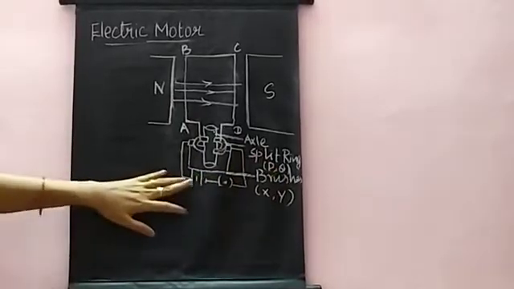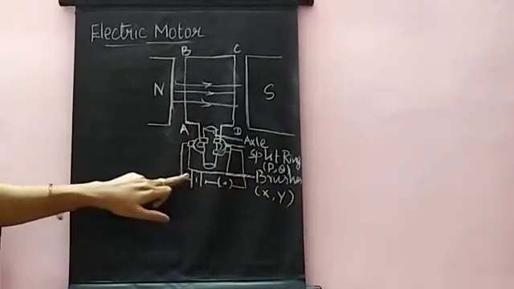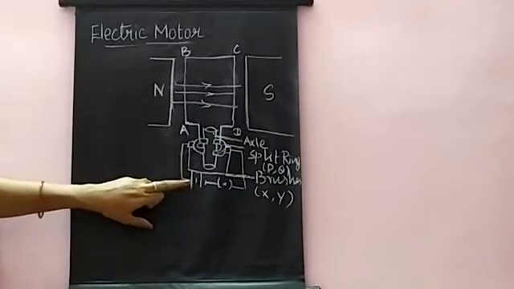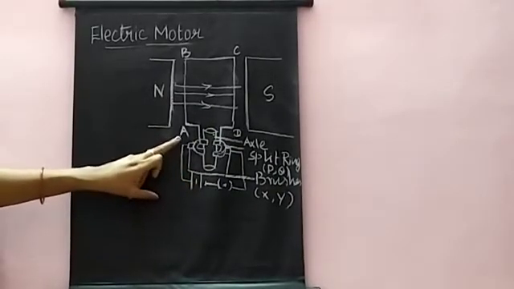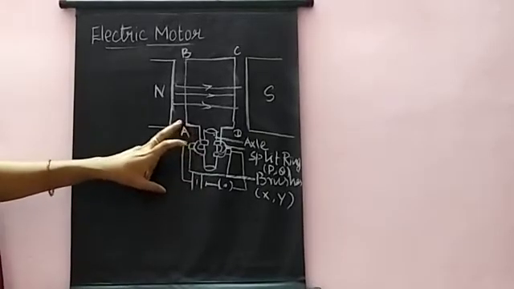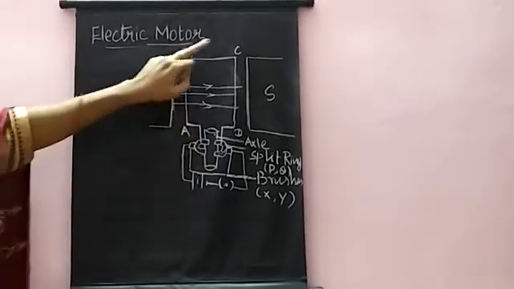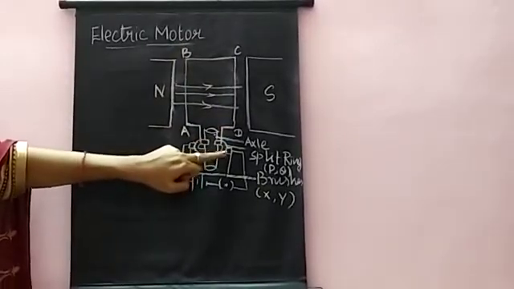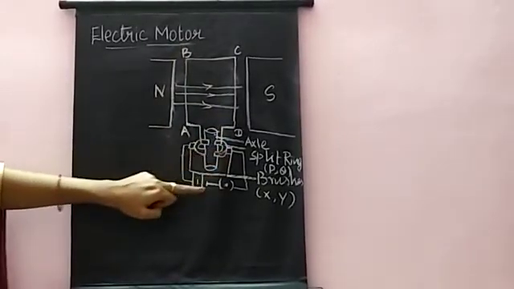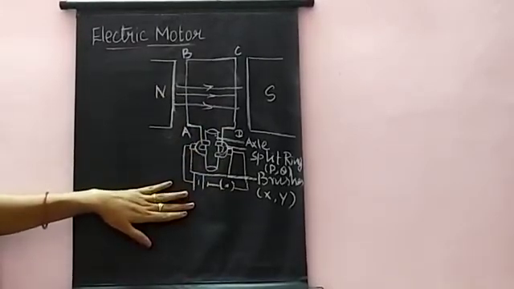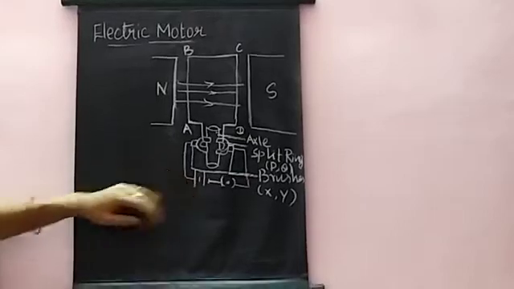When we switch on, the battery provides current. From the battery, the current enters the brush X, enters the coil ABCD and flows to the brush Y and back to the battery. Now let's look at the working of the electric motor.